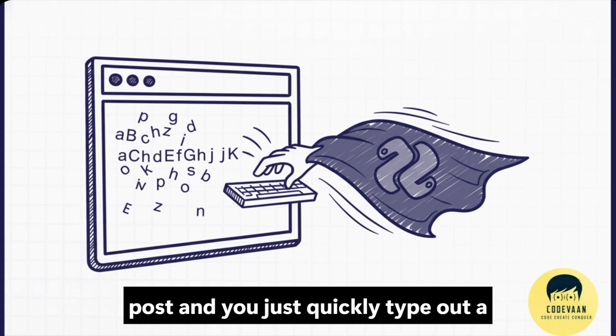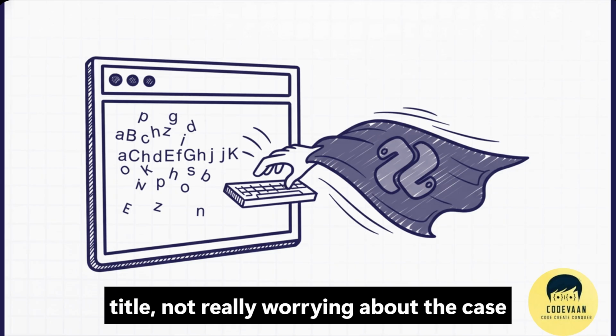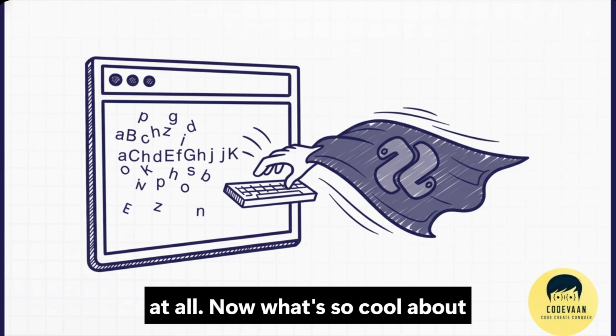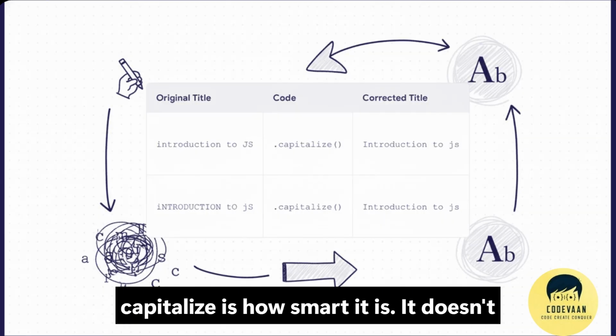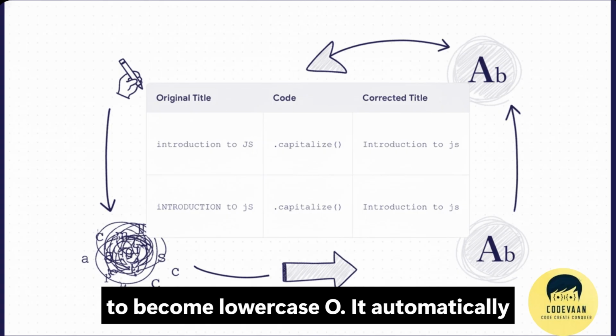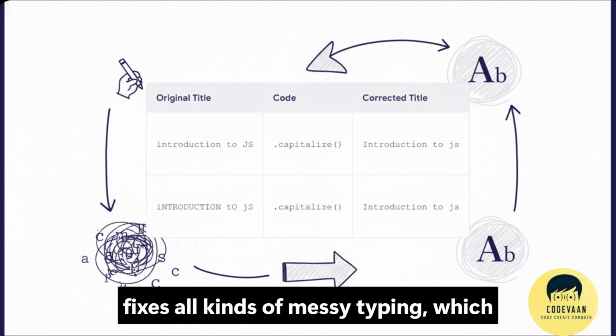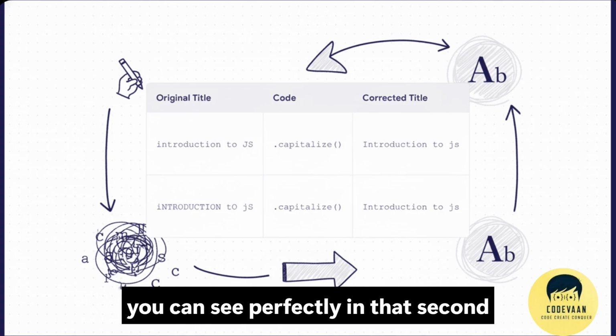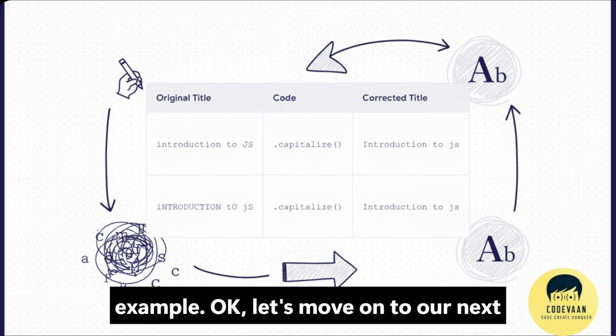Let's look at a really practical, real-world example. Imagine you're writing a blog post, and you just quickly type out a title, not really worrying about the case at all. Now, what's so cool about capitalize is how smart it is. It doesn't just make the first letter uppercase. It actually forces every single other letter to become lowercase. So it automatically fixes all kinds of messy typing, which you can see perfectly in that second example.